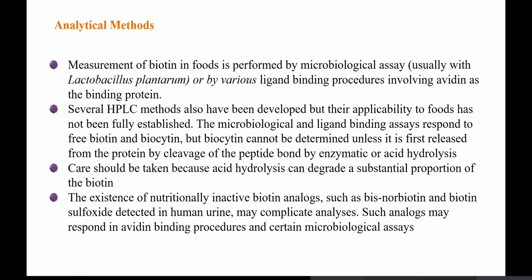There are different forms of biotin, like free biotin or the enzyme-bound form, biocytin. This biocytin form cannot be determined unless it is first released. So one has to make sure that biocytin is released from the protein by cleavage of the peptide bond, by first performing enzymatic hydrolysis or acid hydrolysis, so that biocytin is brought into its original form. Care should be taken during this hydrolysis by either enzyme or acid.